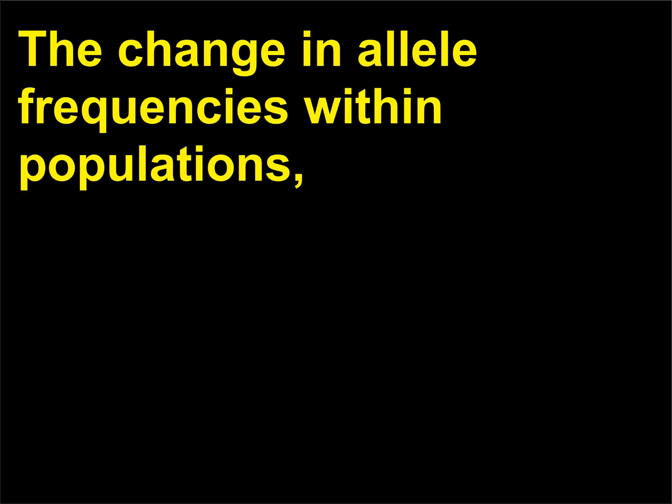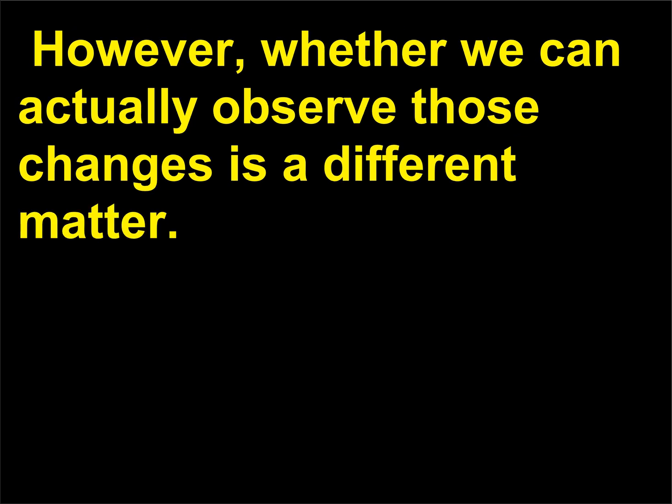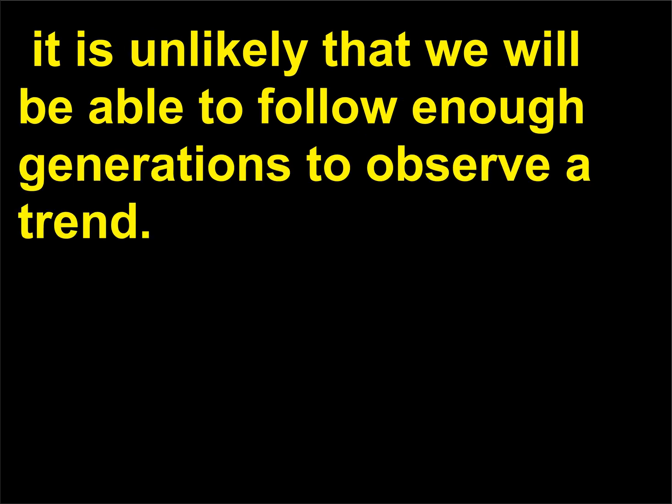The change in allele frequencies within populations, which is driven by natural selection, is occurring around us constantly. However, whether we can actually observe those changes is a different matter. For example, elephants may be adapting to changing conditions in their environment. But since they tend to be extremely long-lived, it is unlikely that we will be able to follow enough generations to observe a trend.